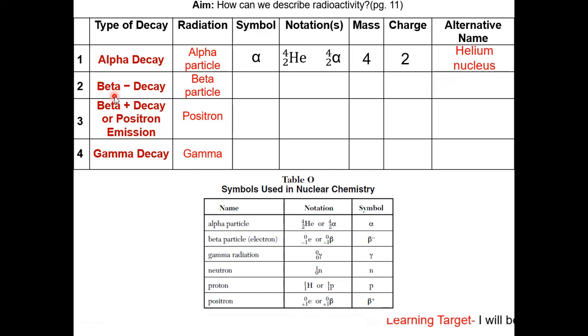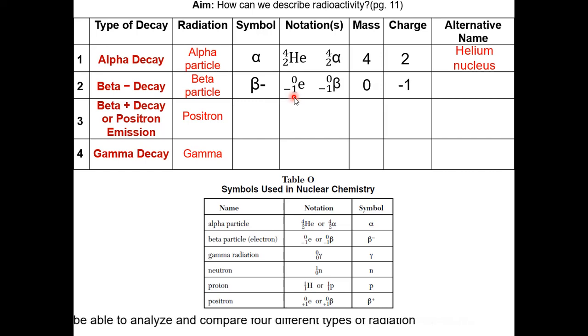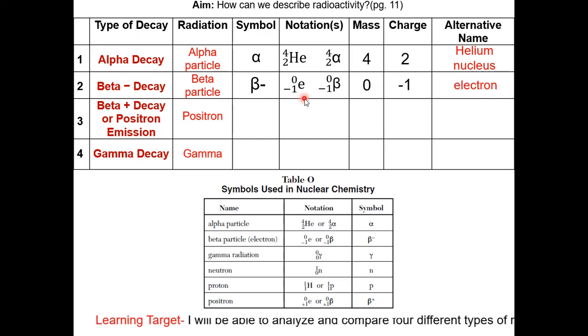The next type of decay is beta minus decay. The radiation released is a beta particle. The symbol of the beta particle is this. There are two notations. The mass of a beta particle is 0, as you can see from the top number, and the charge is -1. The alternative name is an electron. You can see it has the symbol of the electron in the notation. The beta particle has the same mass and the same charge as the electron.